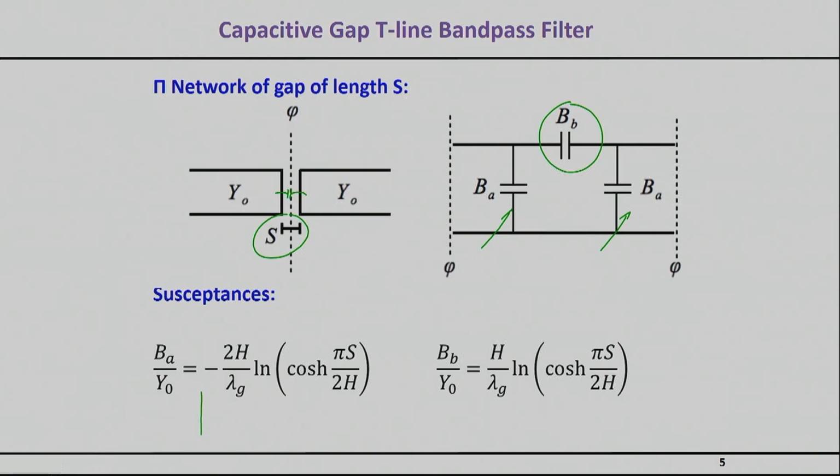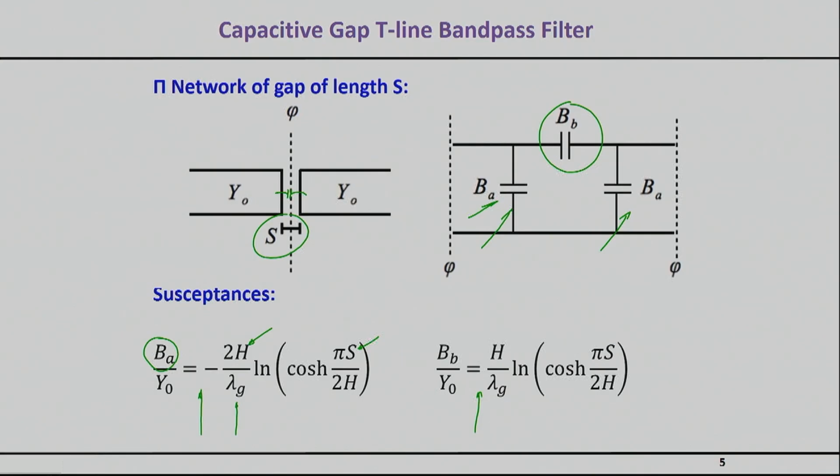But these equations here apply basically for the particular physical realization of the suspended strip line. So these equations, for example, you can see that the susceptance B_A, which is basically the susceptance of this capacitor right here, is a function of your H, this is the height of the package, is a function of lambda_g, that's the guided wavelength, is a function of S, which is the space. And similar equations apply for the B sub B.